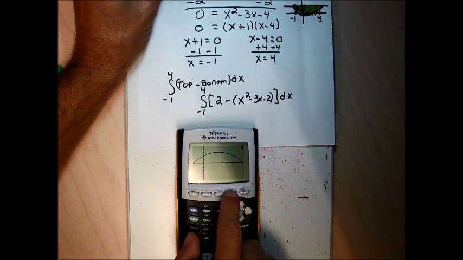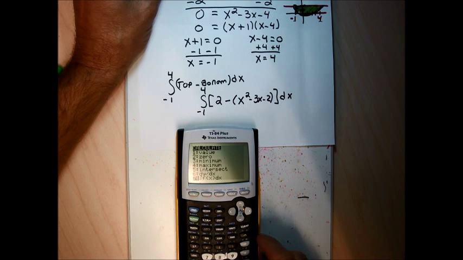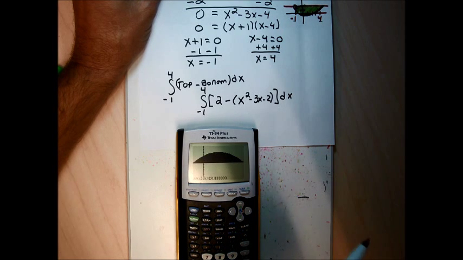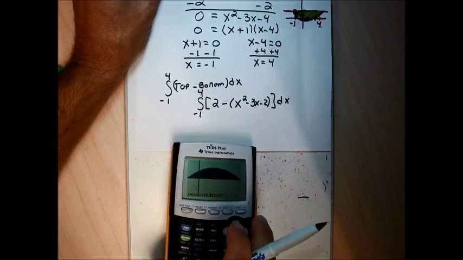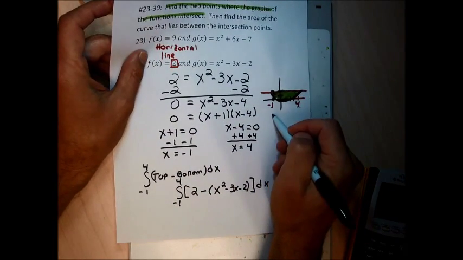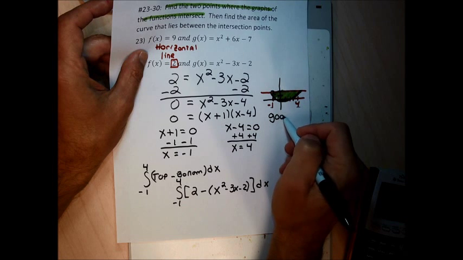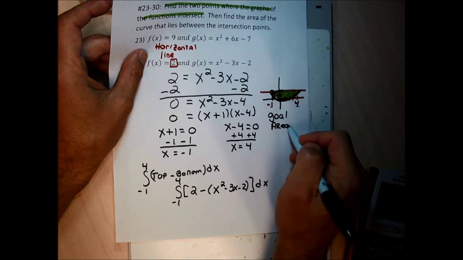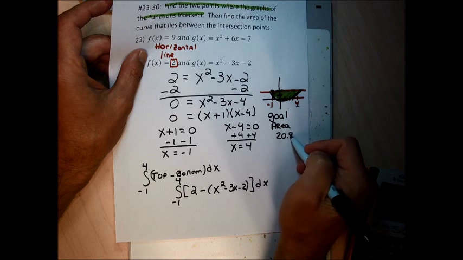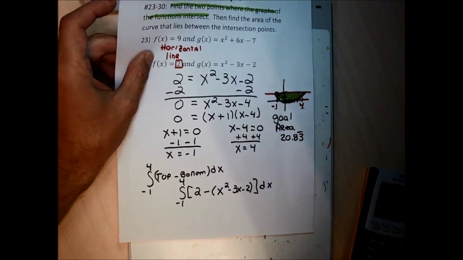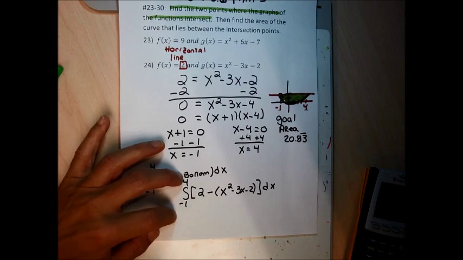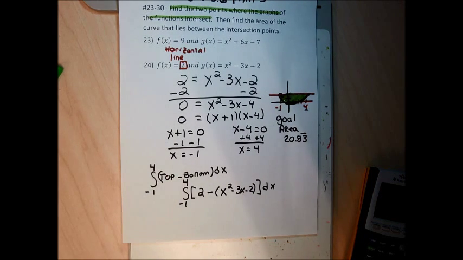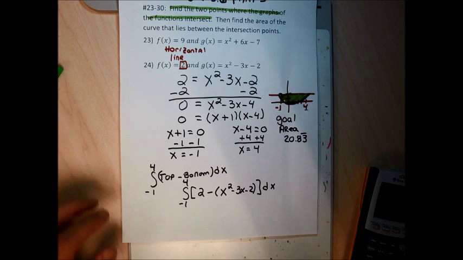And now I'm going second calc, integrate, lower limit -1, upper limit 4, and it tells me the area that I'm shooting for is 20.833333. So my goal, the area that I'm trying to find by hand, is 20.83 repeating square units. So now I need to take this bit of calculus and turn that into the number 20.83.